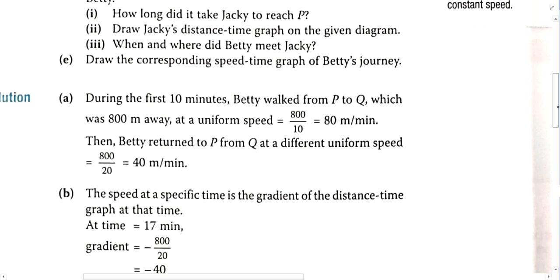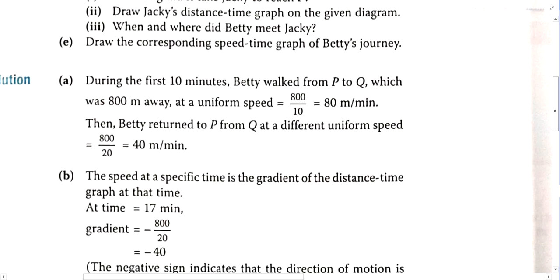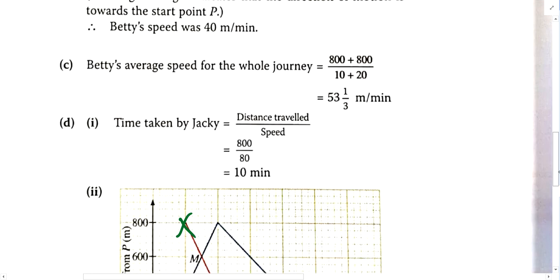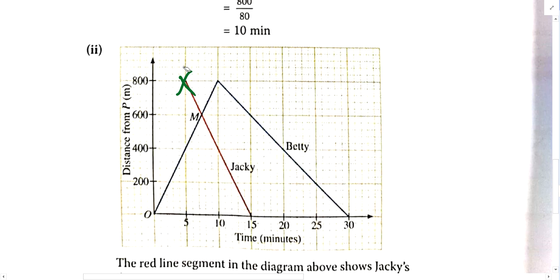Now, draw the distance-time graph. Where and when did they meet? So it's quite a simple scenario. As such, the graph is given already. Where and when did they meet?